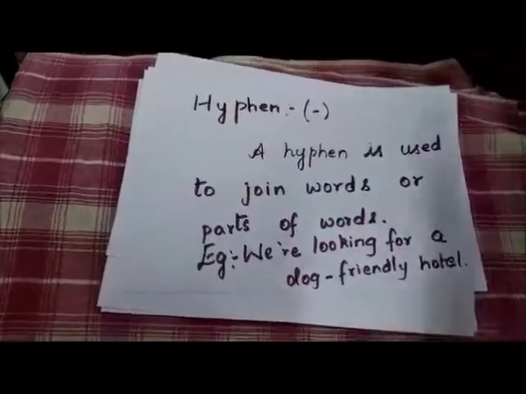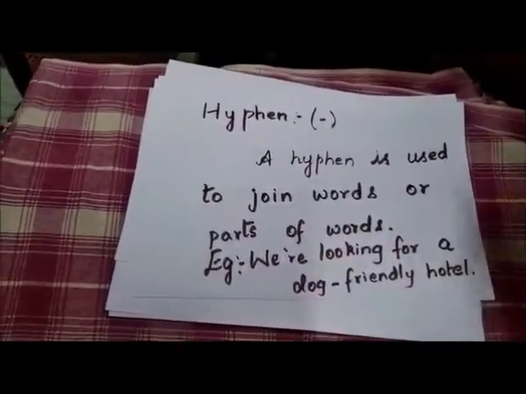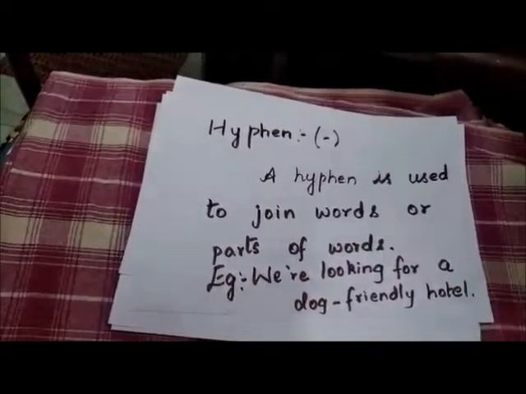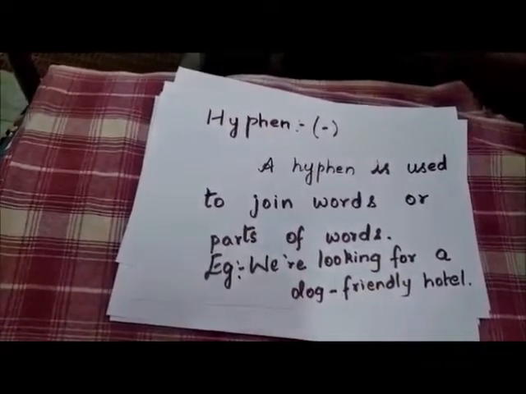Moving to the next punctuation mark, the hyphen. A hyphen is used to join words or parts of words. We are looking for a dog-friendly hotel. Here, dog-friendly is joined with a hyphen.